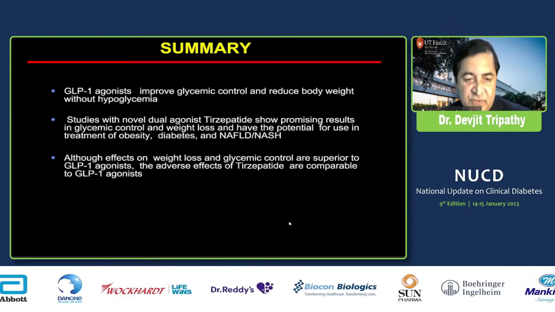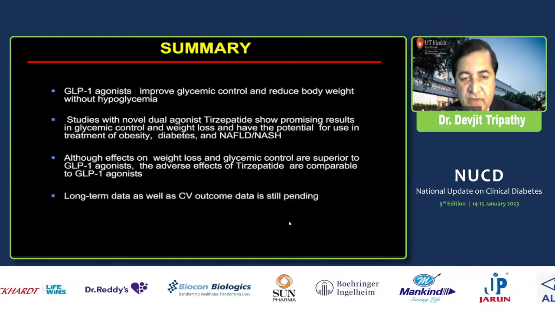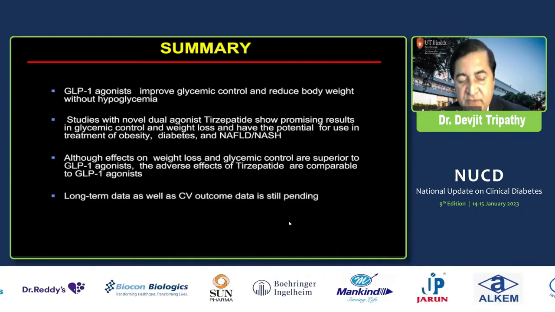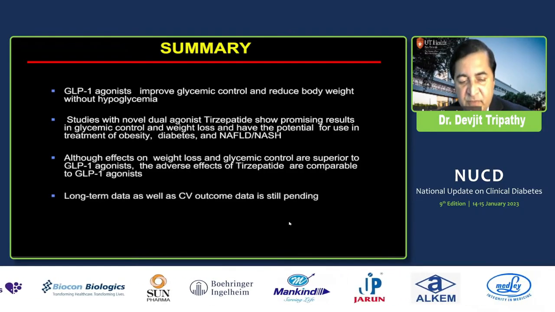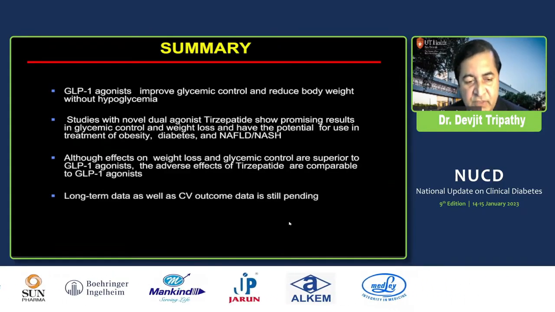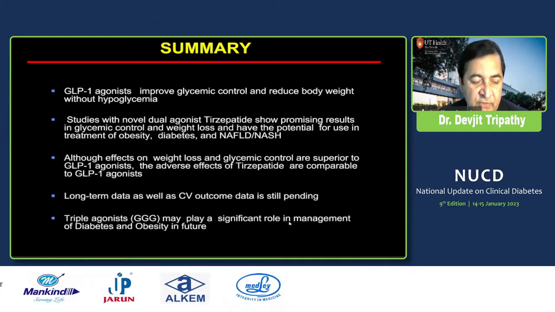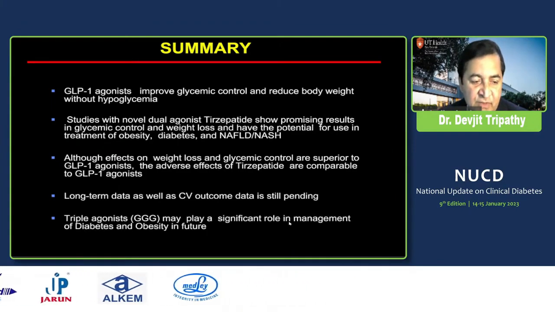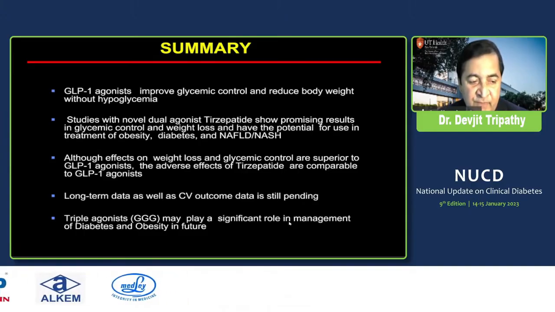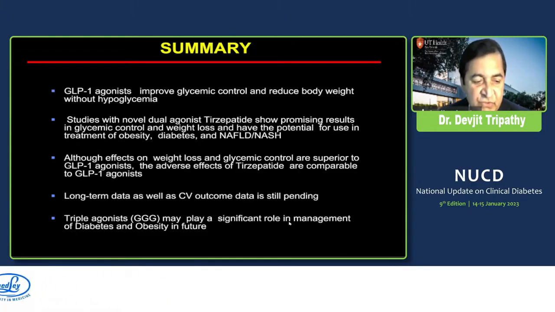The adverse effects of tirzepatide, the dual agonist, are comparable to GLP-1 agonists. Long-term data for tirzepatide, particularly the cardiovascular outcome data, is still pending. It will be published from the SURPASS CVOT trial, in October 2024, when that trial ends. And the triple agonists, GLP-1, glucagon, and GIP, show a very promising role in improving glycemic control and weight loss. They may be approved for treatment of diabetes and obesity in the future.